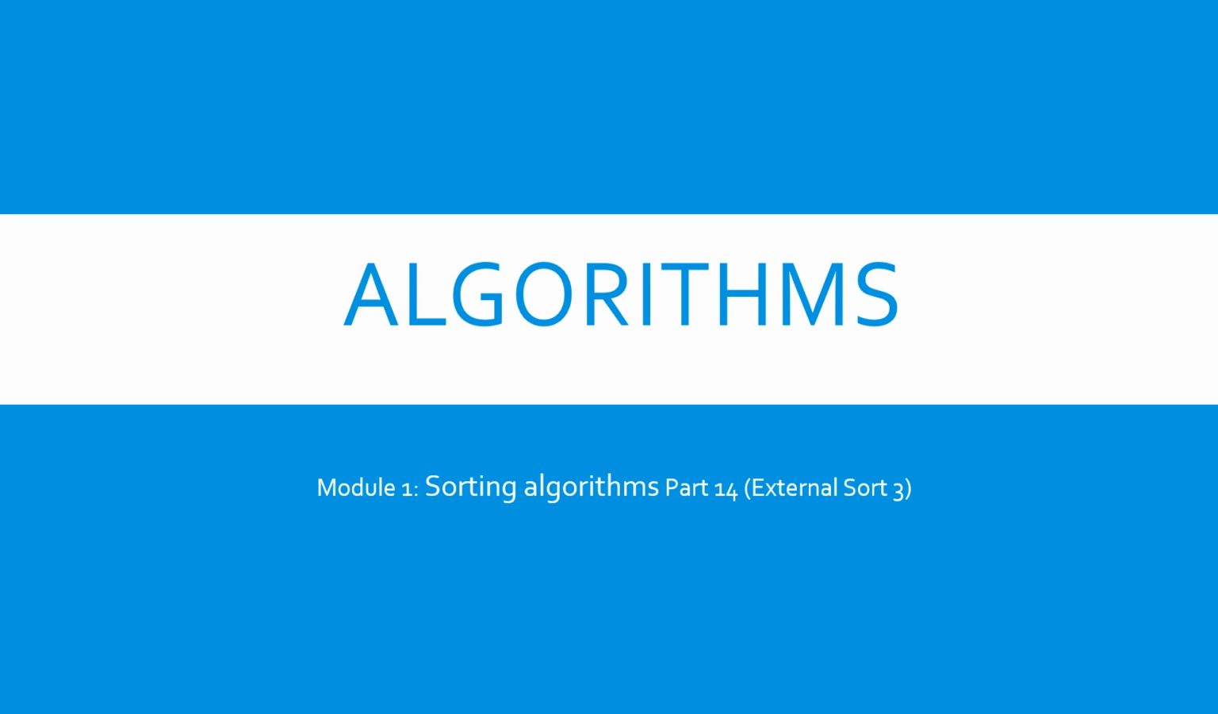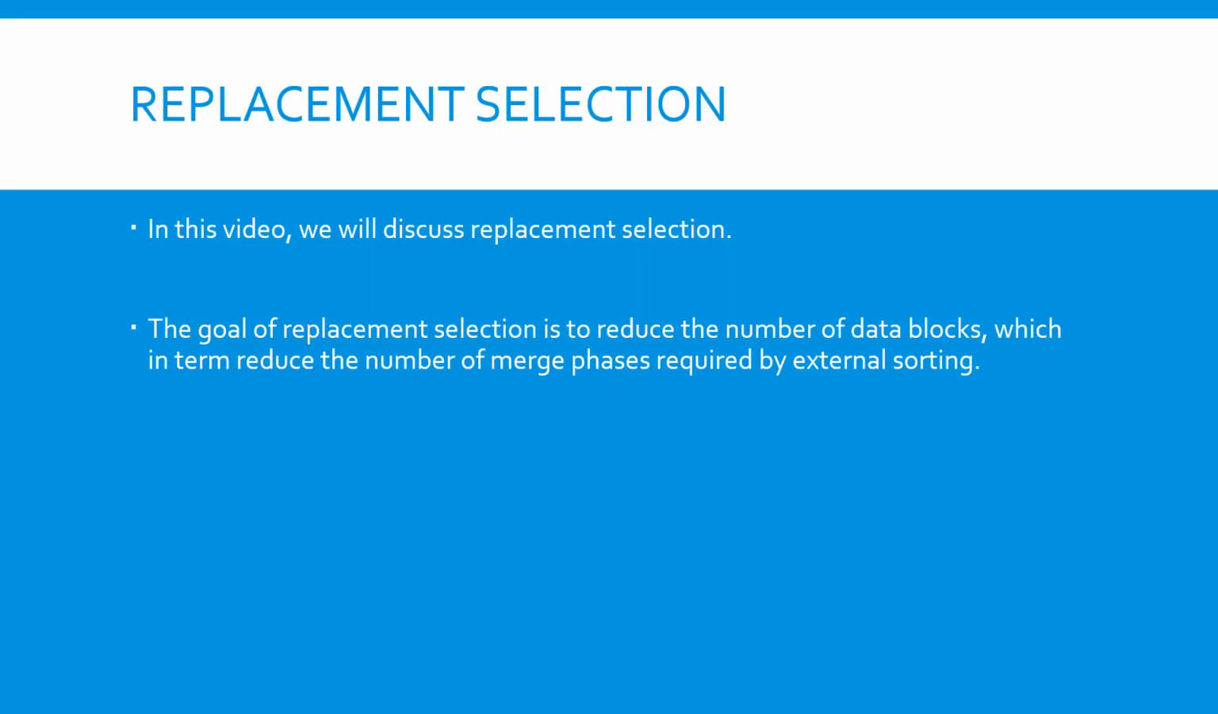In this video, we will continue discussing the external sorting algorithm. In this video, we will present the replacement selection technique for external sorting. The goal of replacement selection is to reduce the number of data blocks and subsequently reduce the overall running time of external sorting.